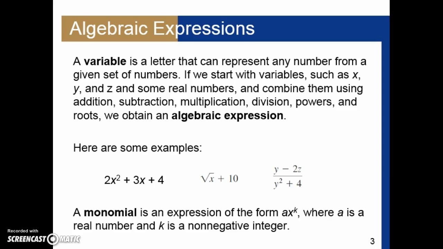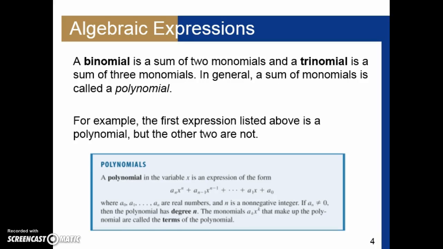relationships with algebraic expressions. We can't model a whole lot of them in one variable. That's why we introduce more and more variables. And so a binomial is two monomials, and a trinomial is three monomials, sometimes in the same variable, sometimes in another variable. If we have more than three terms in our expression, it's called a polynomial. And a polynomial can have as many terms as need be.